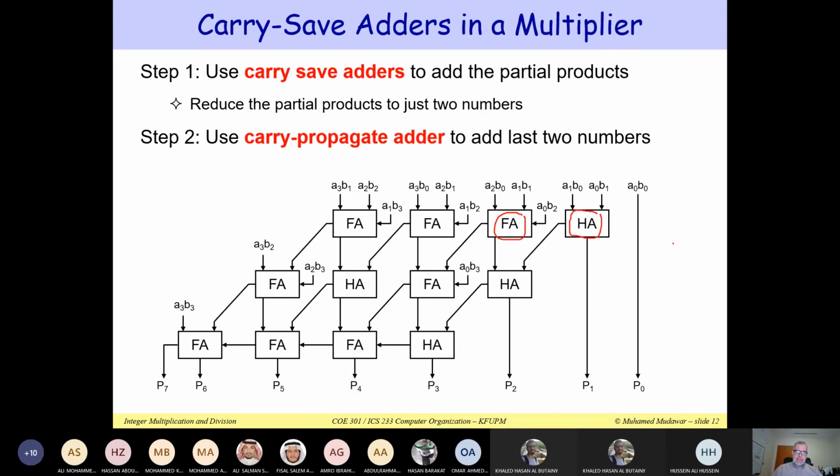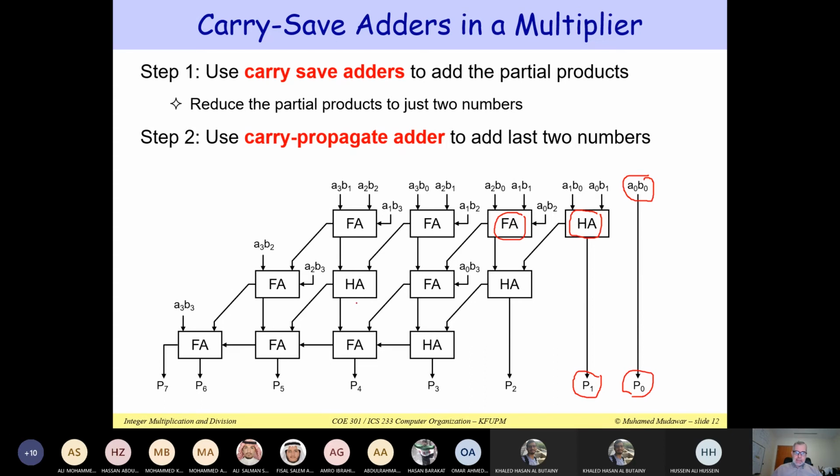I'm not showing the AND gates here. I'm just showing A0 B1, A1 B0. So I'm just adding them with a half adder to produce P1. Notice that for P0, I don't even need an adder. It is just A0 and B0. That's actually for P0. Okay, this is very simple.